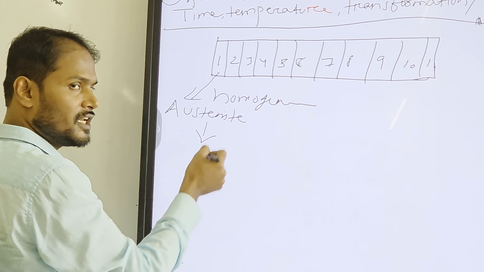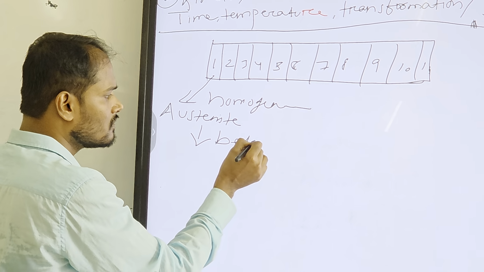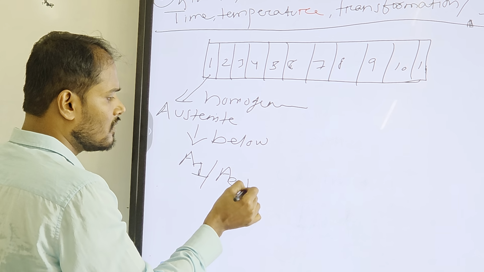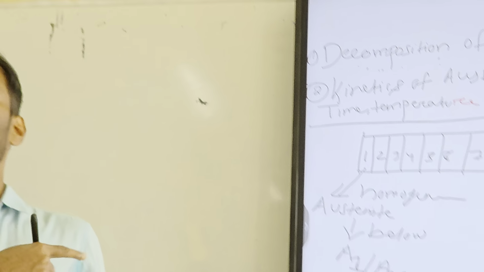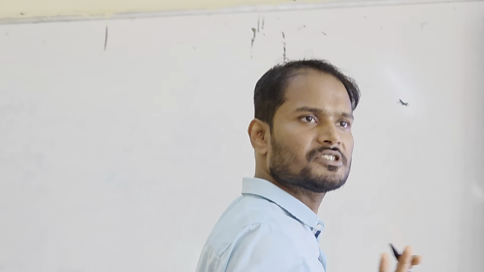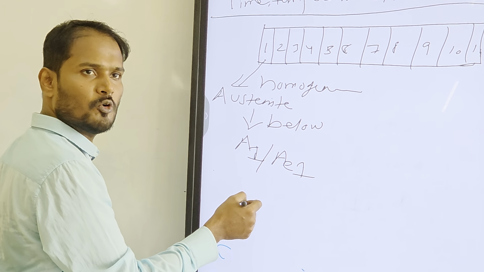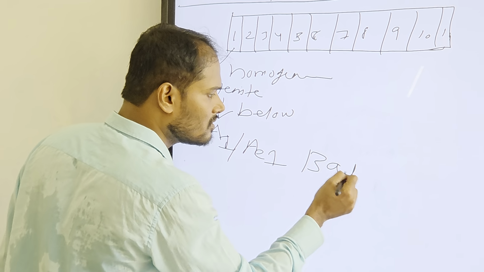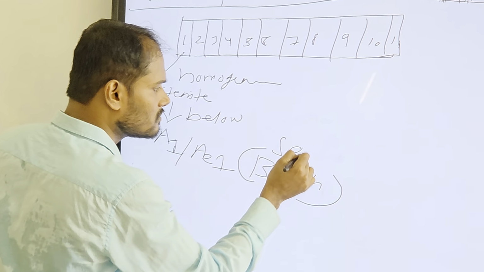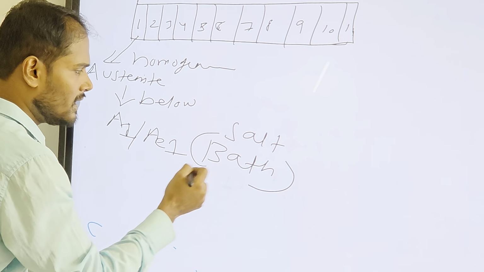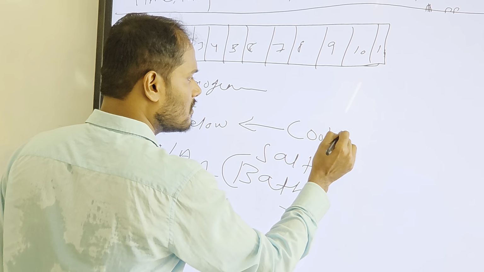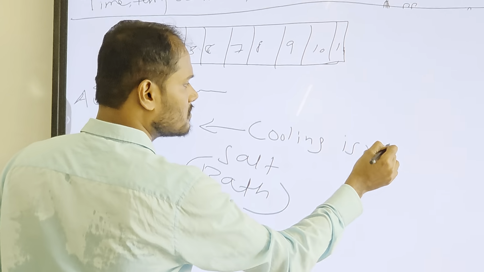Then you bring the steel to below A1 or AE1. What is AE1? AE1 is E for equilibrium actually, the equilibrium temperature. A1 is the lower critical temperature, right? Just bring the steel to A1. So transformation will start. Actually you need to use a salt bath, and this cooling is isothermal cooling.